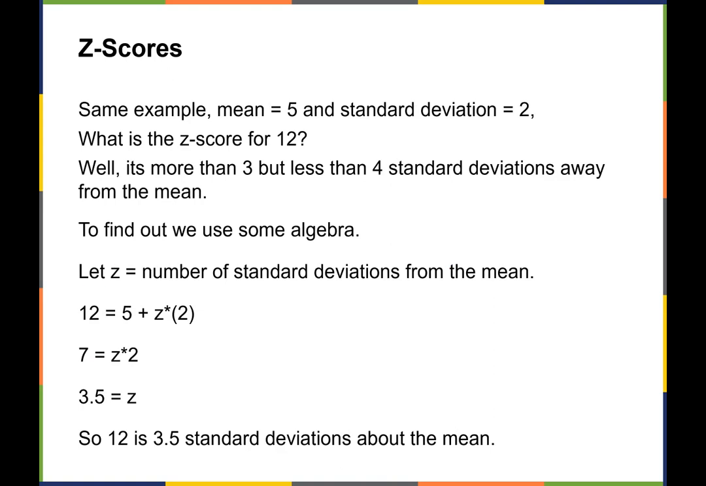So we're going to use our variable z to be the number of standard deviations from the mean, and that is the definition of a z-score. And so we're going to say 12 equals my mean plus how many times do we have to add 2? Solving this equation by subtracting 5 from either side tells me 7 equals z times 2. Dividing both sides by 2, z equals 3.5. So 12 is 3.5 standard deviations above the mean.